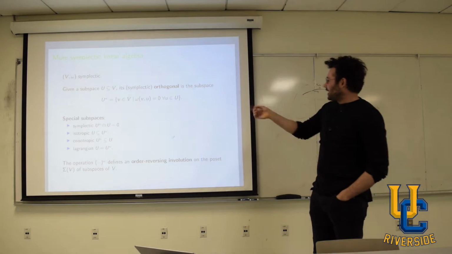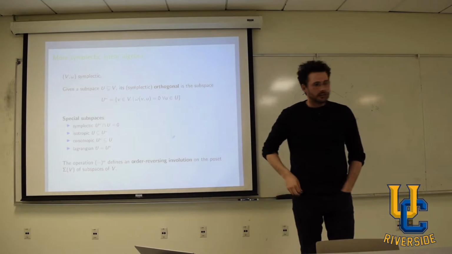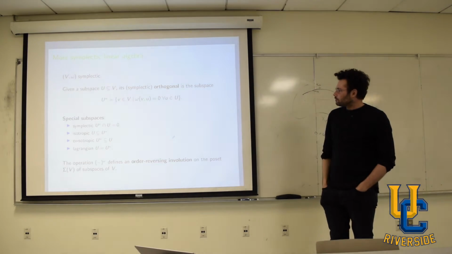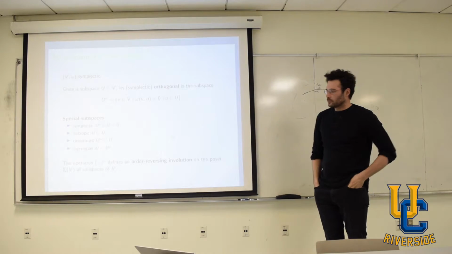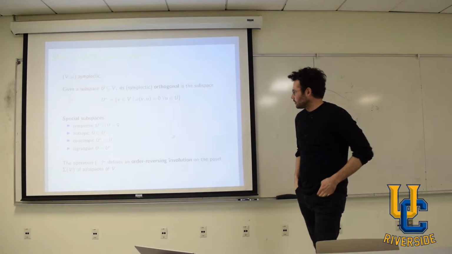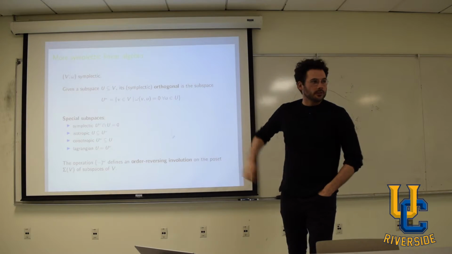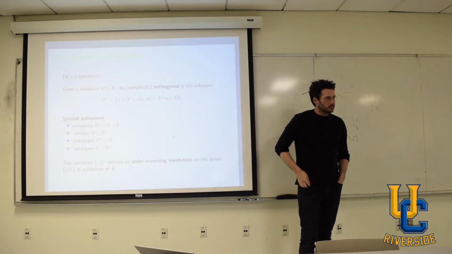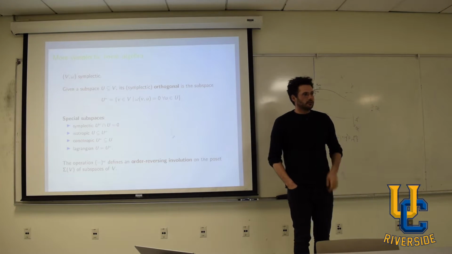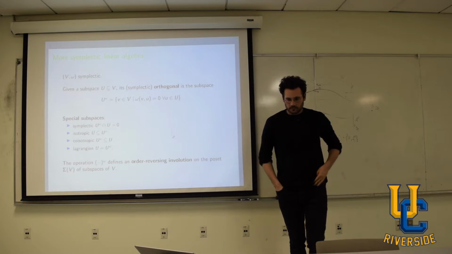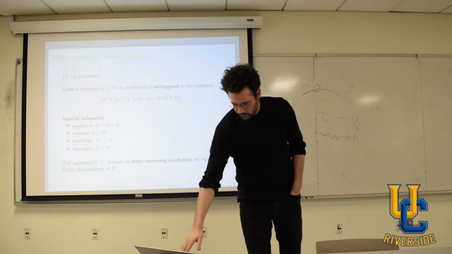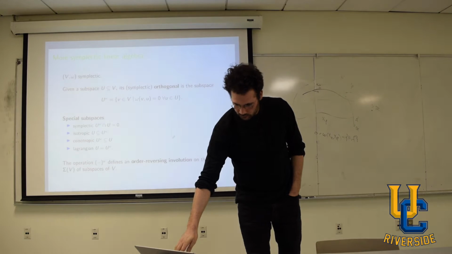Yeah, so that's good because I didn't write it out, but we heard now that Lagrangian is half-dimensional always, and the isotropic ones will be less than half, and the coisotropic ones will be more than half. There's a dimension formula for the dimension of a subspace U plus the dimension of U orthogonal, just like in the Euclidean case.